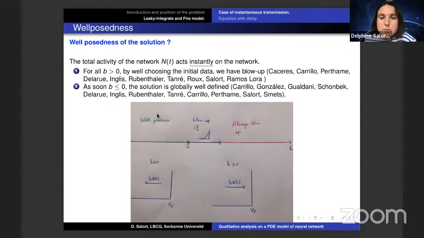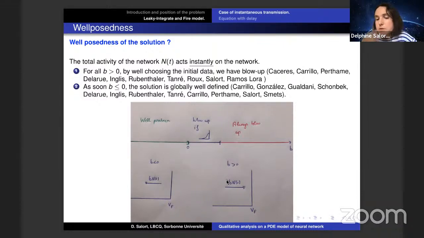Essentially what happens, I put a drawing here. Here there is a parameter B, and I explain what happens with respect to the parameter B. When B is negative, it's an inhibitory case. This means that the drift given by the interaction pushes the neuron to minus infinity, to the left. And in this case, the equation is always well posed.